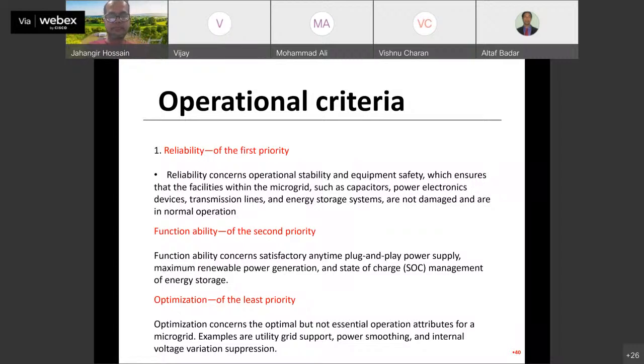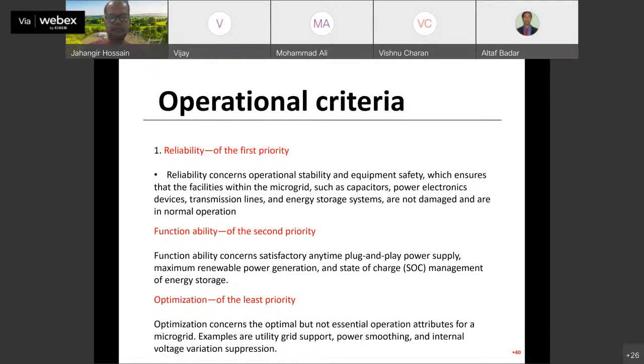The second function: once you have a reliable and stable system, the next thing you can think about to make the control even better is plug and play. You can also think about having maximum renewable generation from all the devices connected to the microgrid, and how we can do that. We already talked about maximum power point tracking control and so on. You could also think about maintaining the state of charge of your energy storage for a longer lifetime.